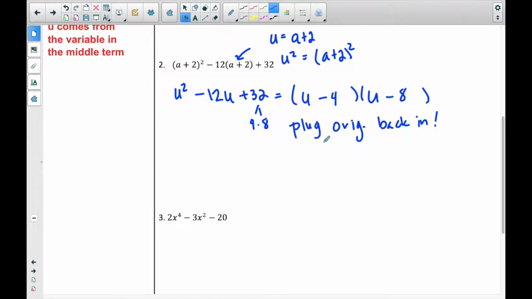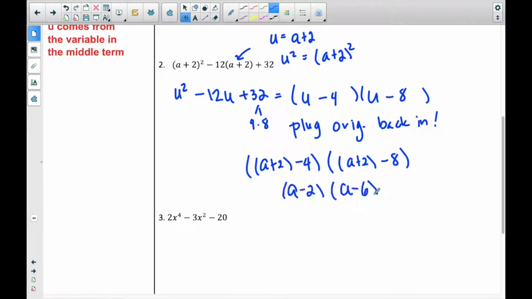Okay, I need to remember to plug in my originals again. So this was u minus 4. My original thing says u is a plus 2. So I have a plus 2 minus 4. And then I have a plus 2 minus 8. I can combine terms here. So this can be a minus 2, and this can be a minus 6. All I did was I combined my like terms.